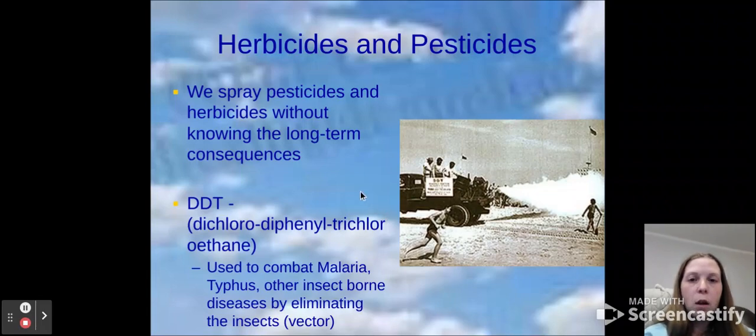We also have herbicides and pesticides. So we know these are sprayed without knowing any long-term consequences. These are just sprayed to keep the plants growing and get rid of weeds and bugs.